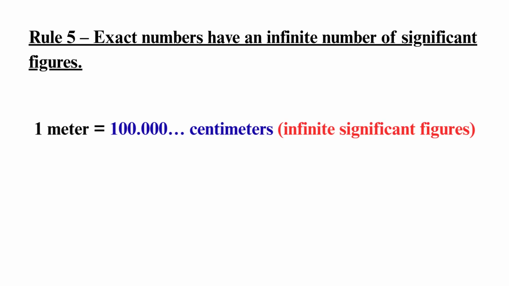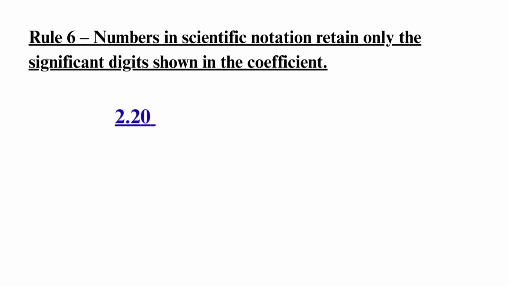For example, by definition, 1 meter equals 100 centimeters, which also has infinite significant figures. When performing calculations, multiplying or dividing by exact numbers does not affect the precision of the result, since these values are inherently certain.